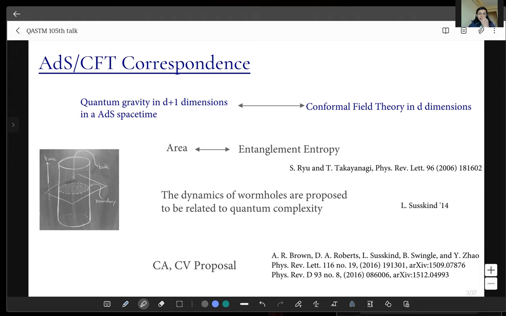Yes, because this actually is heavily drawn from quantum computing. Before this, in high energy physics, there was no work done on complexity. So they draw all the ideas from quantum computing and use those ideas in field theory.